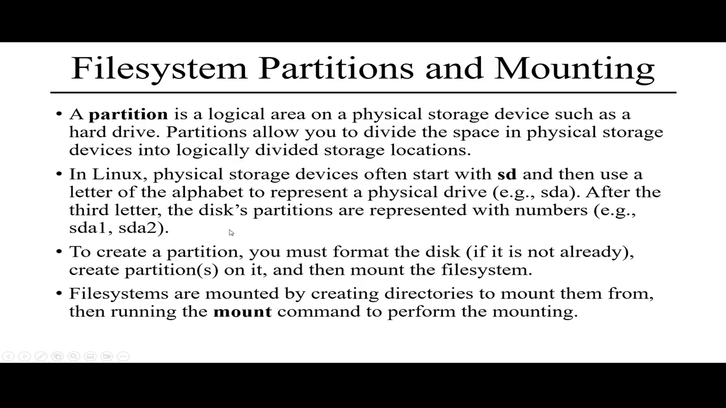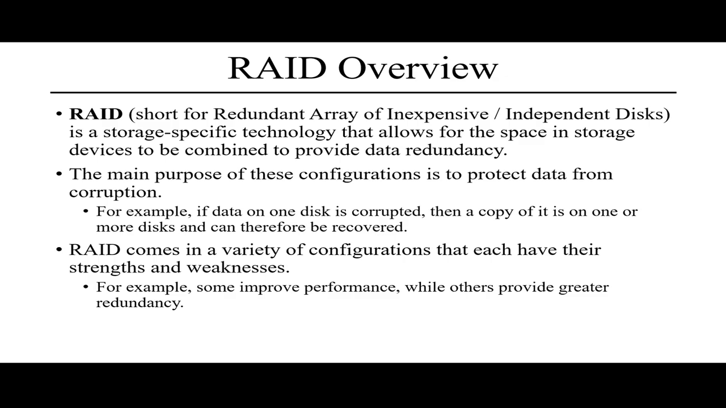So to create a partition, you need to first format your disk, if it is not already, to create partitions on it, and then mount the file system on the partition. File systems are mounted by creating directories to mount from them, then running the mount command to perform the mounting. So basically, when you create a new disk, you have to create a mount point for the disk to reside, or the partition to reside on.